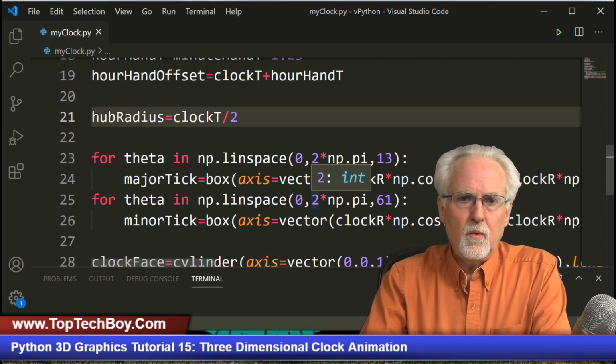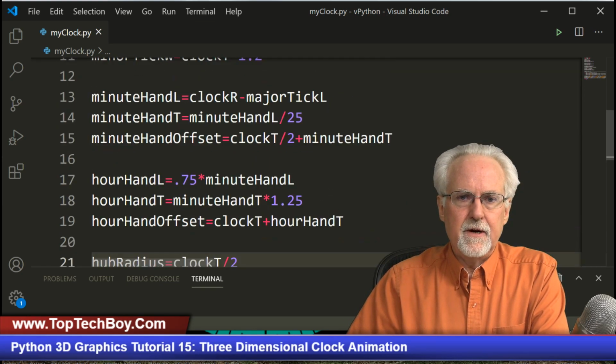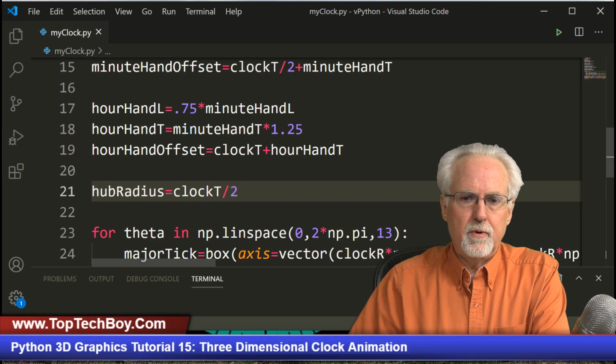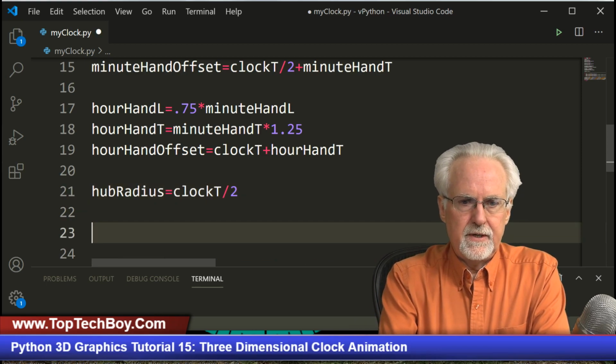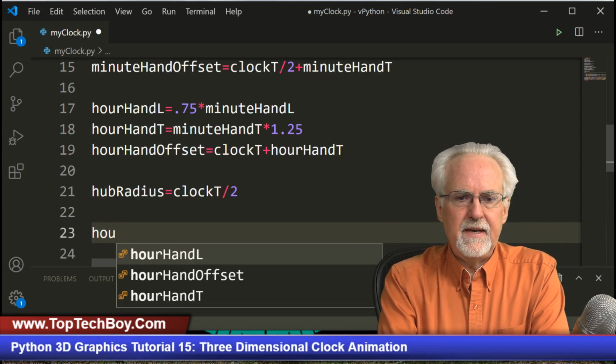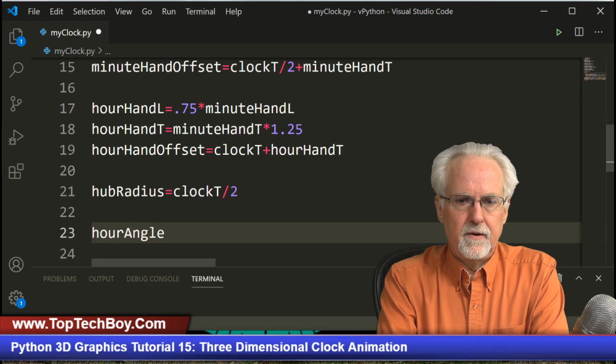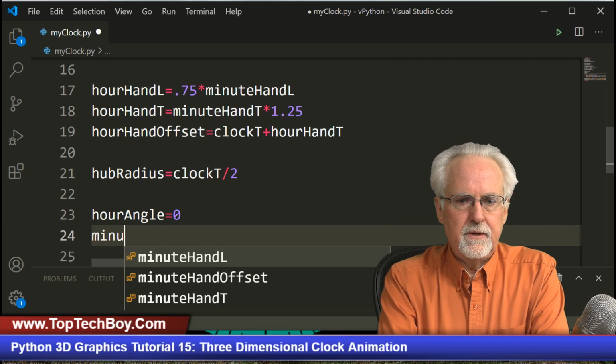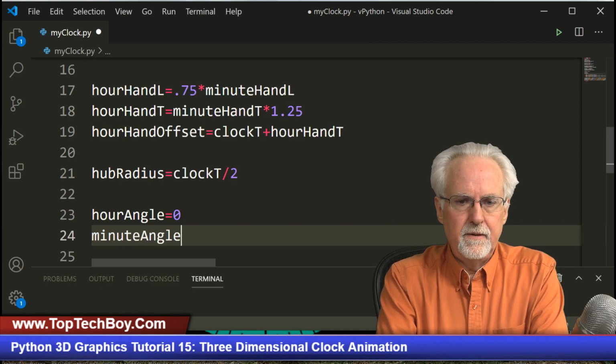So we need to keep track of their position. So that's going to be 2 parameters. There is going to be the hour hand angle, and that is going to start at 0. And then there is going to be the minute hand angle, and that is going to start at 0.